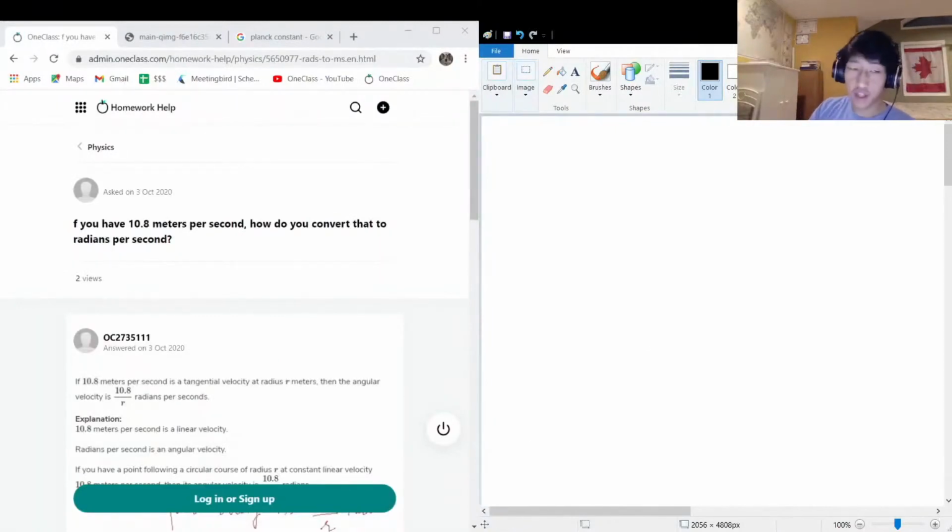Okay, the next question that we got on the menu today is, if you have 10.8 meters per second, I'm going to assume it means how do you convert that to radians per second? Another assumption we need to make is to assume circular motion. Because if I'm traveling 10.8 meters per second in a straight line, how would you get radians per second? How would you get the angular velocity? Well, you can't. I'm not even moving in a circle. You need circular paths for angular velocity.